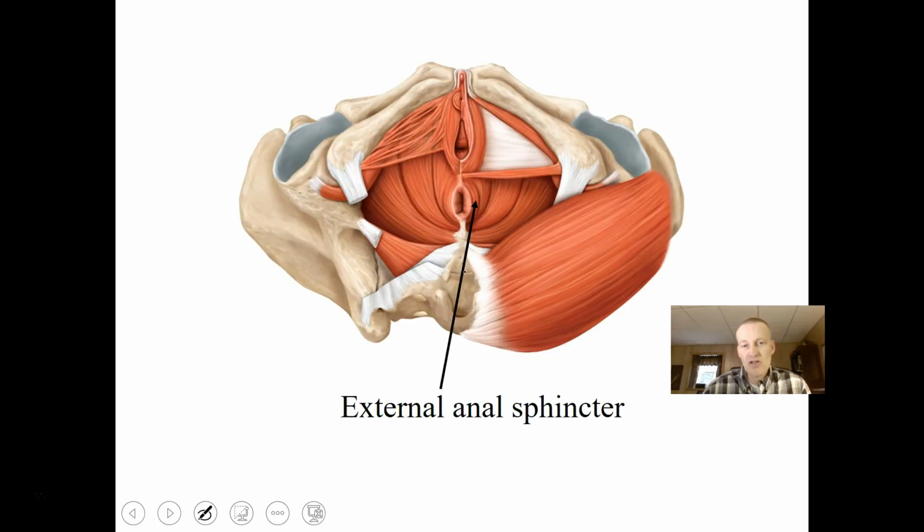So this is a view from around the anus region. So that would be the anus right there. And the external anal sphincter is a series of muscles around the anus. So it allows you to close tight the anus.